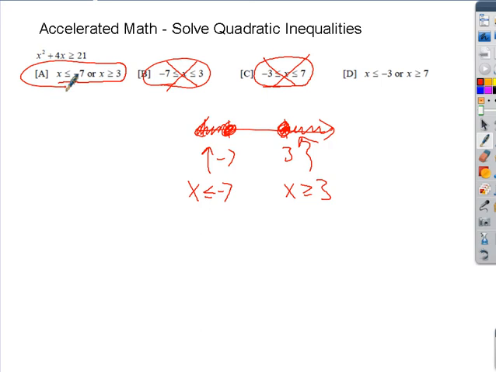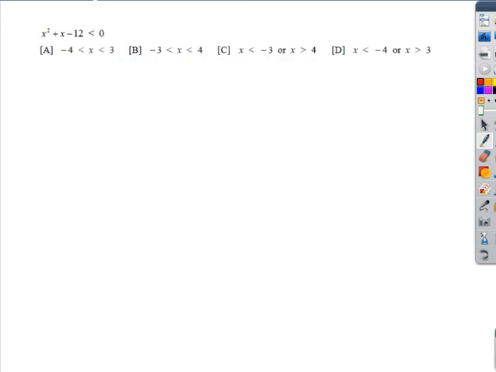Let's go to the next one. Sorry, it was kind of a long explanation, but unfortunately that's kind of what we need. Alright, this one, you'll notice that it's already set to 0. So that was the number one thing we had to do, was set to 0. And the number two thing we had to do was to factor it.